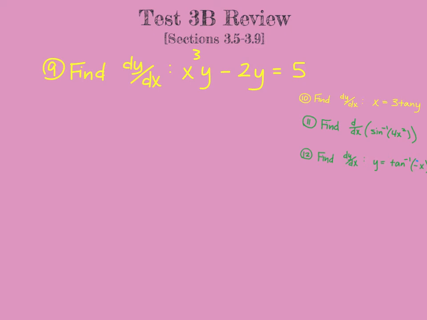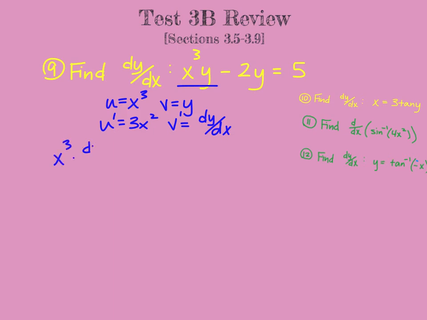For problem 9, we have a function that is defined implicitly, so it's not y equals. So what we need to do is find dy/dx. In our first term, we have a product. So our u is x cubed and our v is y. u prime is 3x squared, where v prime is 1 dy/dx, since we're taking the derivative with respect to x. So in this first term, we have u times v prime, which is x cubed times dy/dx, plus v times u prime, which is 3x squared times y.